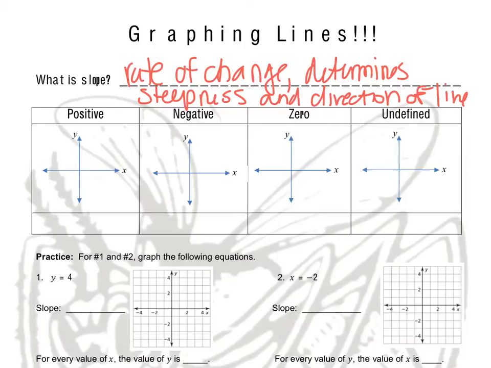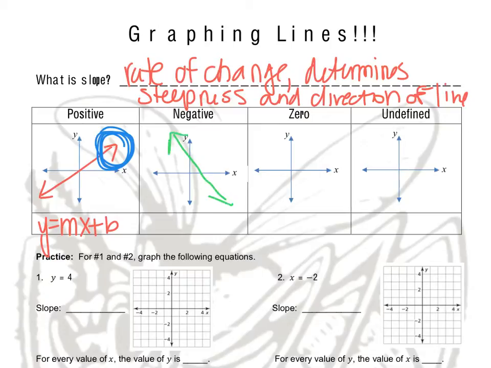Our slope can be positive. If it's positive, that means it's going up and to the right. When we figure out what our slope is, we always look at the right end. Wherever the right end is pointing, that tells us if our slope is positive or negative, and it's going to be in the form y equals mx plus b. If our slope is negative, it's going to go down from left to right. Notice that the right end here is pointing down, and its equation is also in the mx plus b form, but its m is negative.